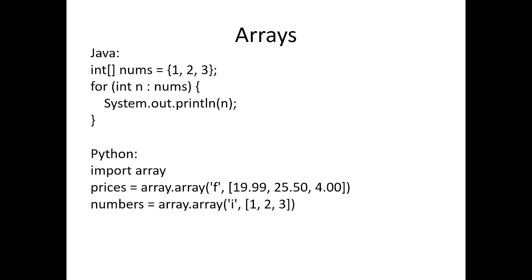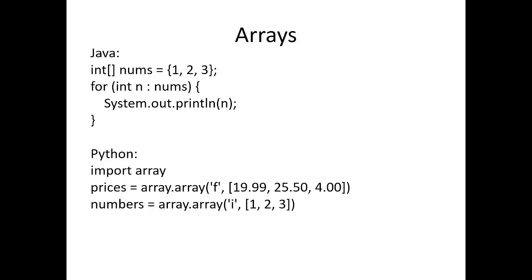So, how can we declare an integer array? This is just an example showing an integer array in Java. Since I have taken the numbers 1, 2, 3, I have defined the integer array with the variable nums. But in Python, if I want to define an array, I need to specify whether it is an integer array or a float array.